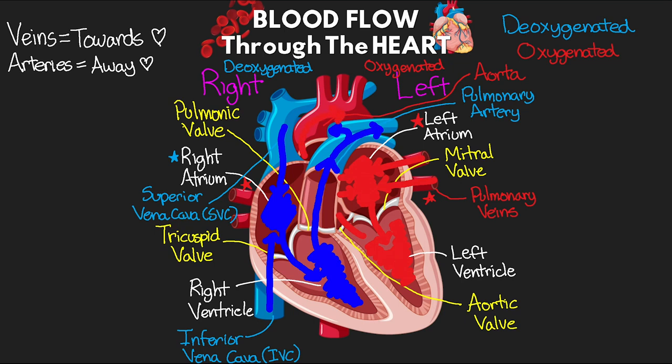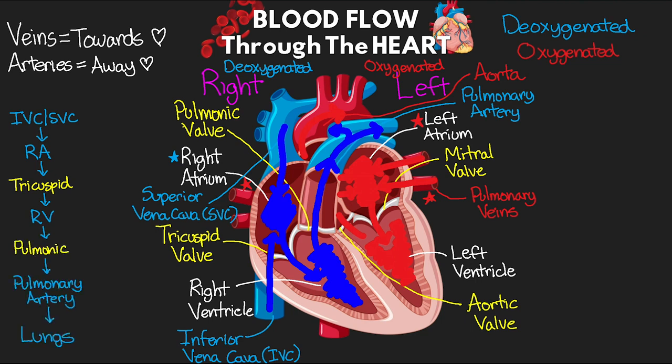So one more time, let's just talk through that again. We start with the deoxygenated blood returning to the heart via the inferior vena cava and the superior vena cava. This blood empties into the right atrium. The right atrium then contracts the blood through the tricuspid valve into the right ventricle. The right ventricle then contracts, ejecting that blood through the pulmonic valve into the pulmonary artery. The blood then travels to the lungs and then returns back from the lungs via the pulmonary veins, which then empty into the left atrium. The left atrium contracts that blood through the mitral valve into the left ventricle. The left ventricle then contracts, ejecting that blood through the aortic valve to the aorta and onto the rest of the body.